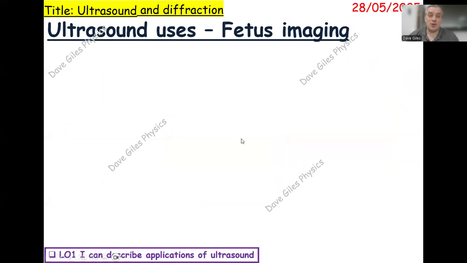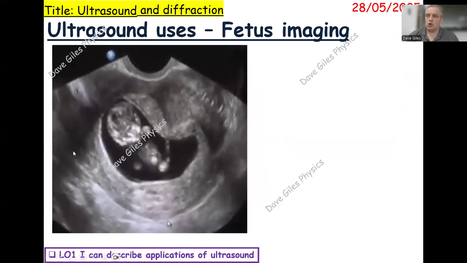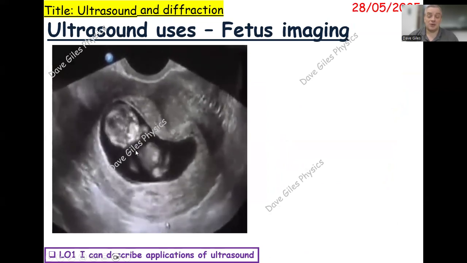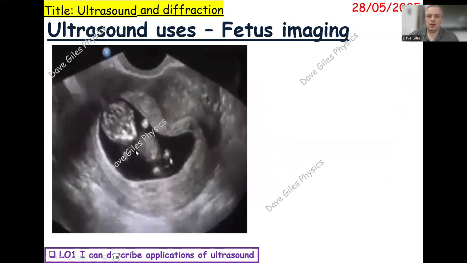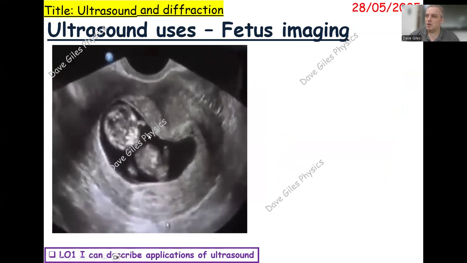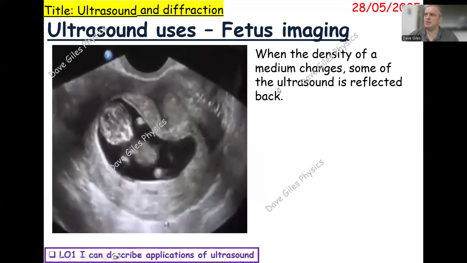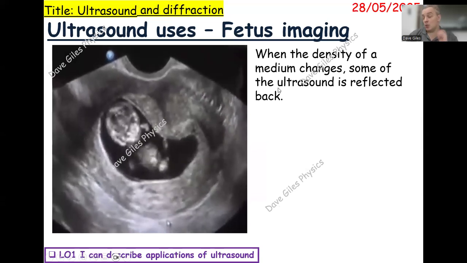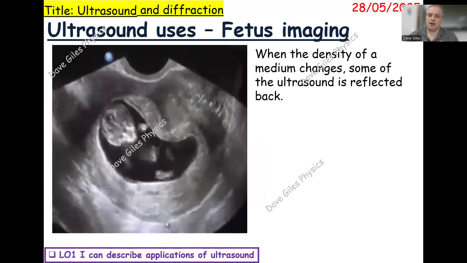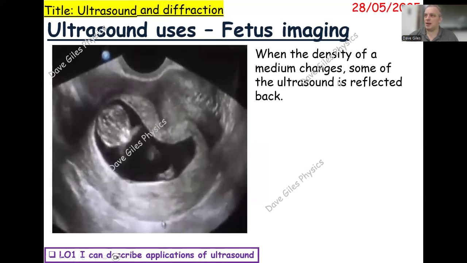You can also use it for fetus imaging. So this here is an ultrasound scan. Your parents might even have one still from when you were inside your mother's uterus. So this here is a GIF of an ultrasound. When the density of a medium changes, some of the ultrasound is reflected back. So, for example, when it goes from the fluid inside the uterus to hitting skin, muscle, bone, etc., some of it will be reflected back.